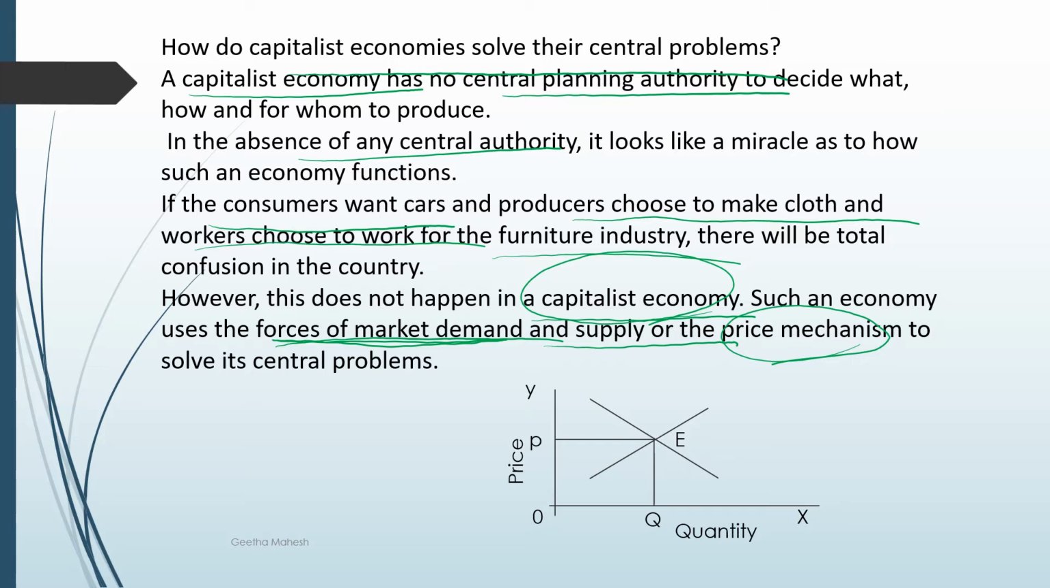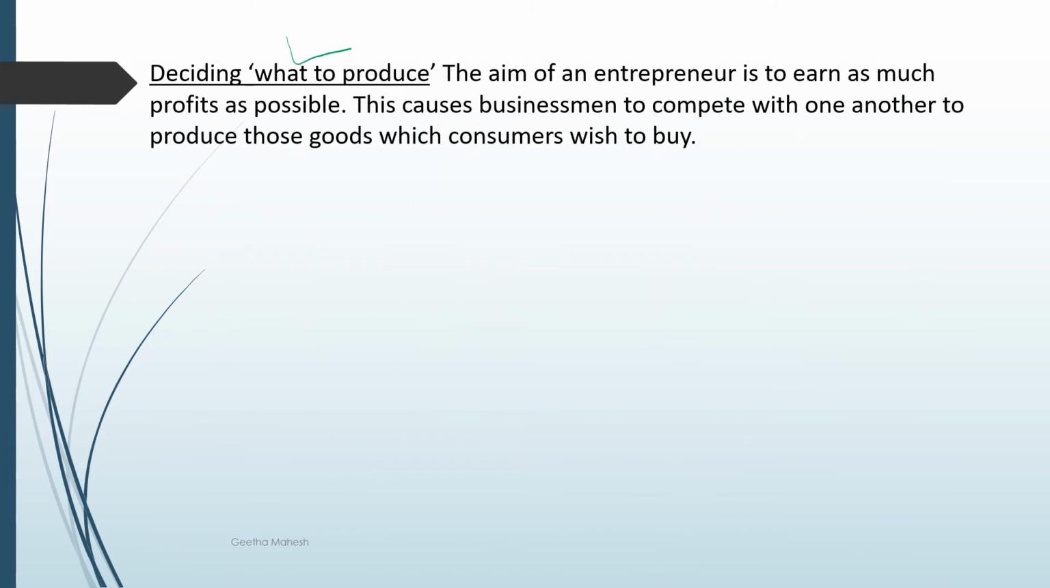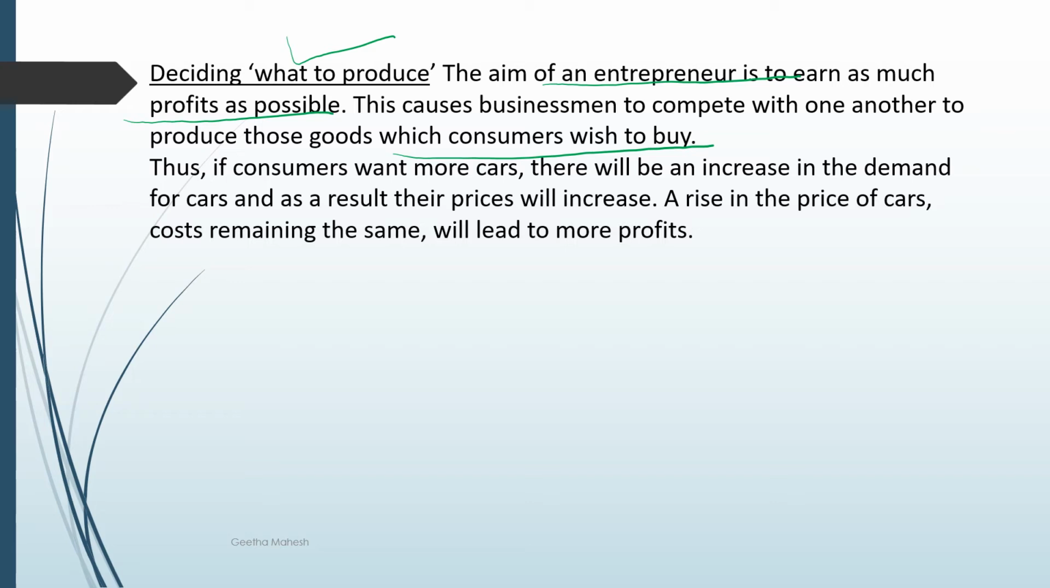What do you mean by price mechanism? It is a process of determining the price with the help of demand and supply. This demand and supply we call market forces. Now, how is a capitalistic economy going to decide what to produce? Entrepreneurs mainly aim at profit maximization and they are going to produce such goods which consumers wish to buy. Let us understand with the help of an example.